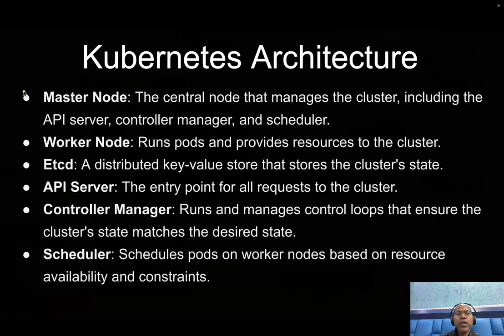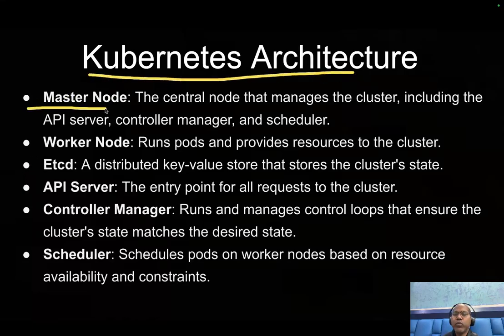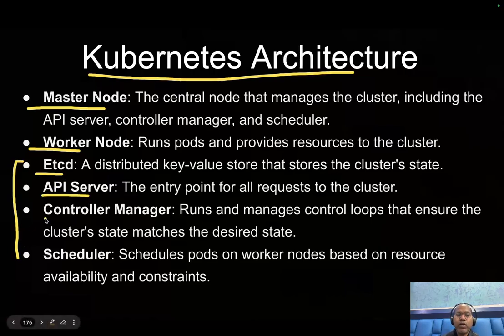So we discussed the major components in the Kubernetes architecture. One is the master node, or you can say control plane, and the worker node. And these are some basic components inside your control plane, like etcd, API server, controller manager, and scheduler. Everything is under your master or control plane node.